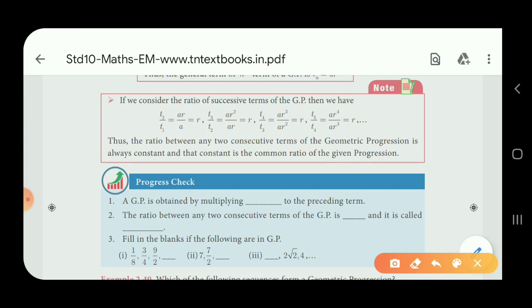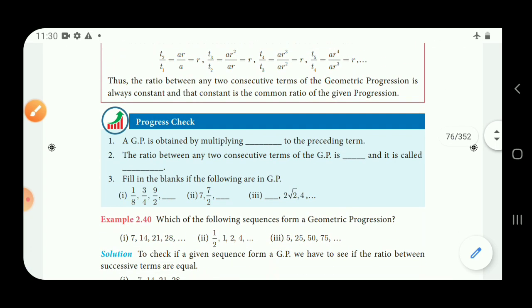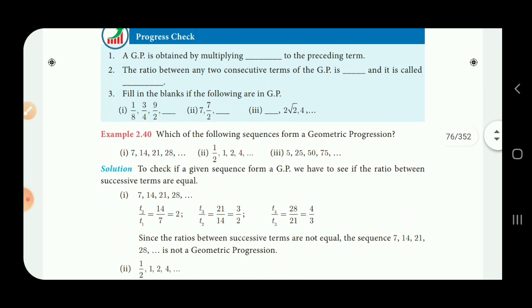So the ratio between any two consecutive terms of a geometric progression is always constant. Constant means the same value, and the constant is called the common ratio of the given progression. You can check this, and if you have any doubt, you can ask.